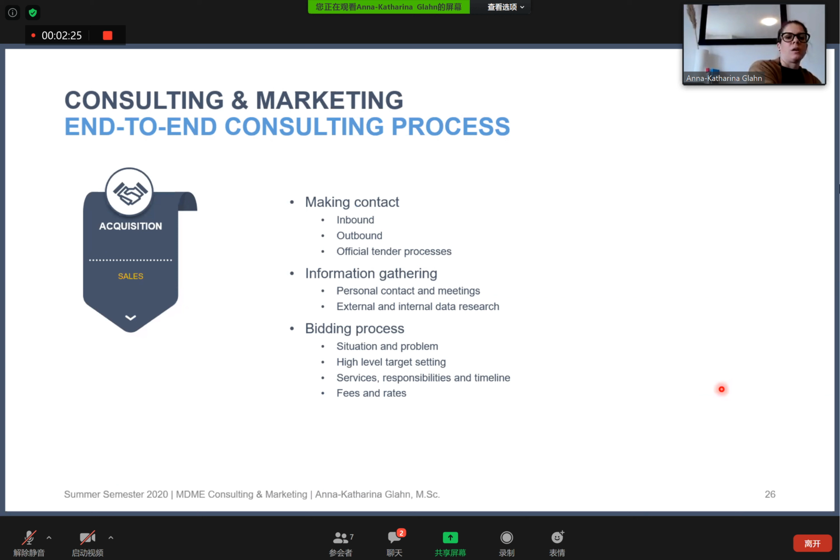So let's go deeper here as well. We're going to do it like on a stair. The acquisition phase, which is part of the core process step sales, as I already said, is divided into different steps, from making contact, to information gathering, to the bidding process, and they also include several options. So making contact can be working inbound or outbound, or it's an official tender process.